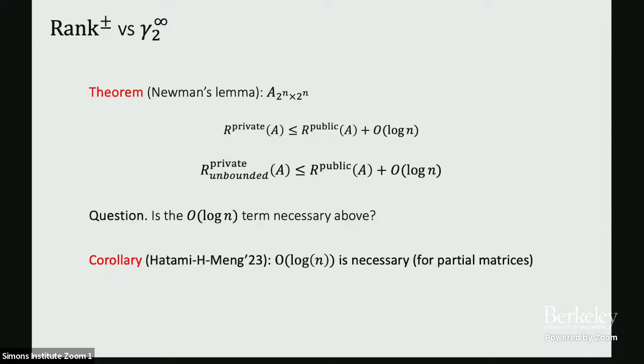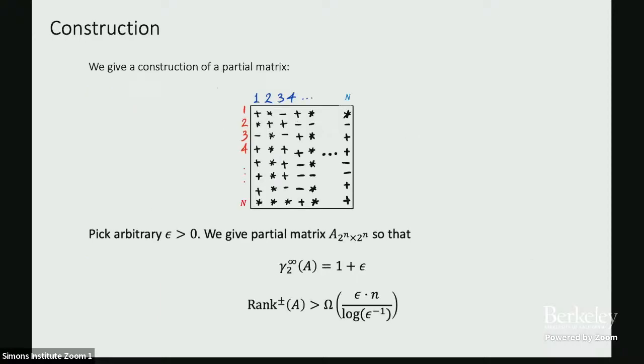Okay, so now I'll just tell you what's the construction and say something about the proof. So the construction is not a total matrix, it's a partial matrix. So what do I mean by a partial matrix? It's a +1, -1 matrix, but some of the entries are stars. So it's a +-1 star matrix.